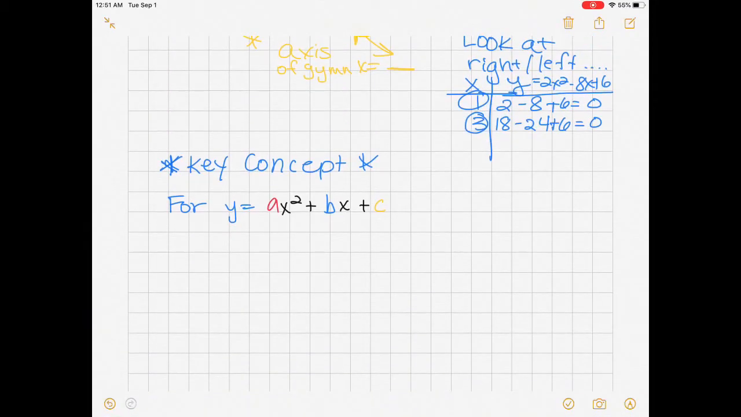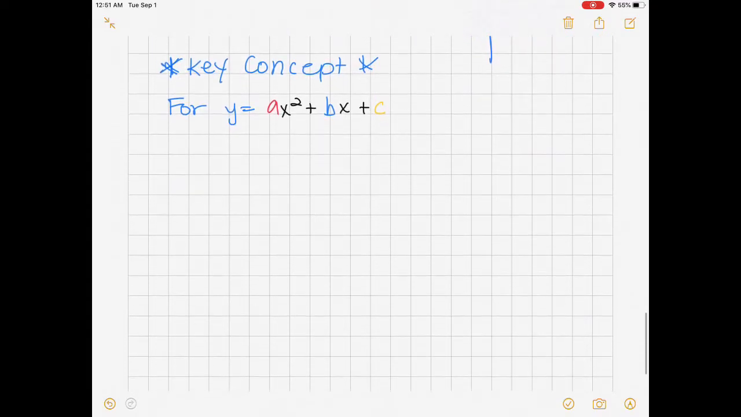Okay, so now here's a key concept. We've been looking at these parabolas. We've been able to identify the different parts of them. We know there's a vertex and that there's symmetry.